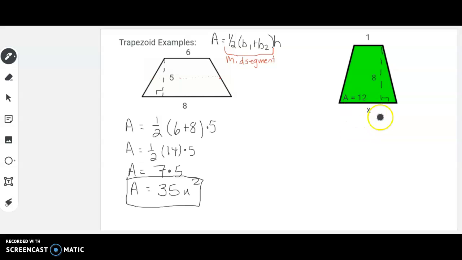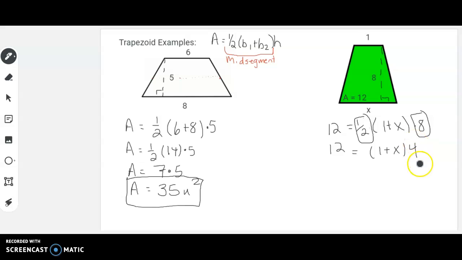Okay, so it looks like we need to find the base in the green trapezoid here, and it tells us the area is 12. So if I'm still using this same formula, I know my area is 12. That's going to equal 1/2 of base 1. Again, I'm going to use the top, plus base 2, which is x, and then I have a height of 8. Well, since all of this is multiplied together, I'm going to take half of 8. That way it'll get rid of my fraction, and I get the 1 plus x times 4, and I can put it at the front as well.